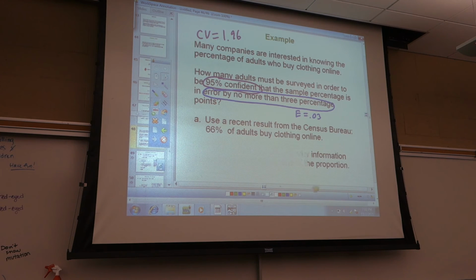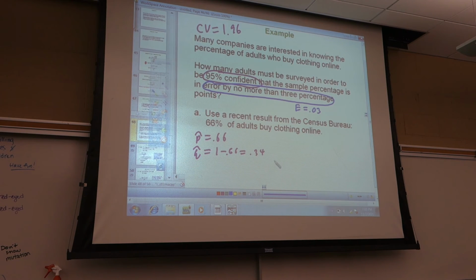okay, we're going to assume we're going to use 66% as my p hat. So my p hat will be 0.66, which means that my q hat will be 1 minus 0.66, 0.34. So I'm going to plug this in here, and I'll get my n is equal to 1.96 over my error, 0.03, quantity squared, times p hat, 0.66, times q hat, 0.34. And again, work from the inside out. So we'll do this one together.